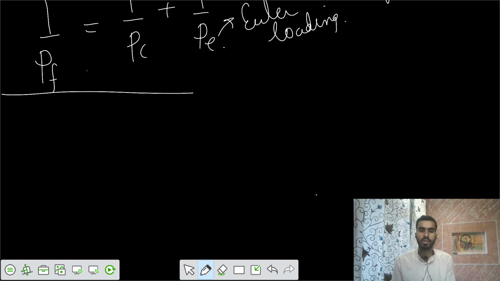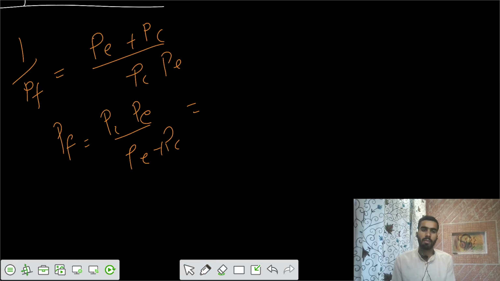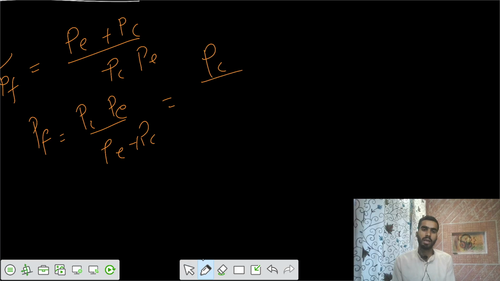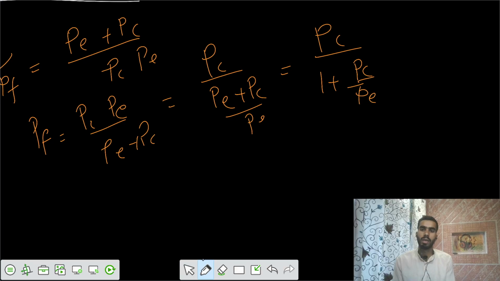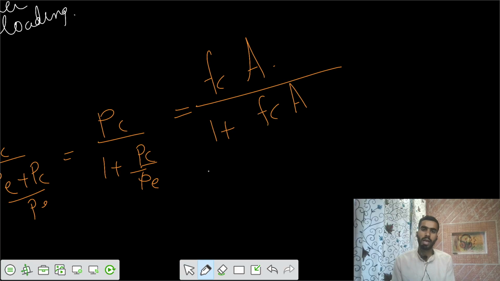So if I have this equation, I write 1 by PF equals PE plus PC divided by PC PE. So finally PF equals PC PE by PE plus PC. Now if I write it in terms of PC only, I would say you have PC divided by PE by PE plus PC by PE. Then I got PC by 1 plus PC by PE. So I got this equation. Then if I write that PC in terms of FC into A, I have 1 plus FC into A divided by pi square E I by L square. So I got this equation.